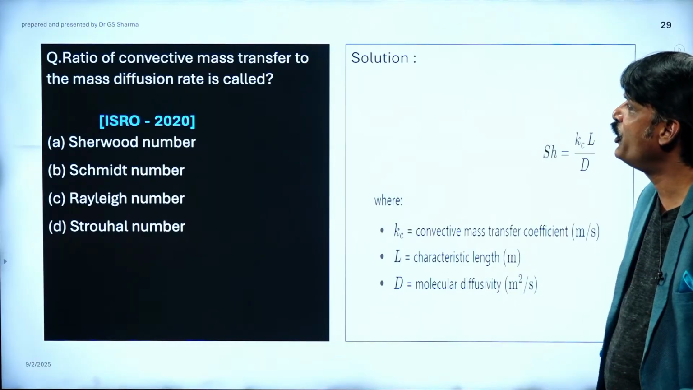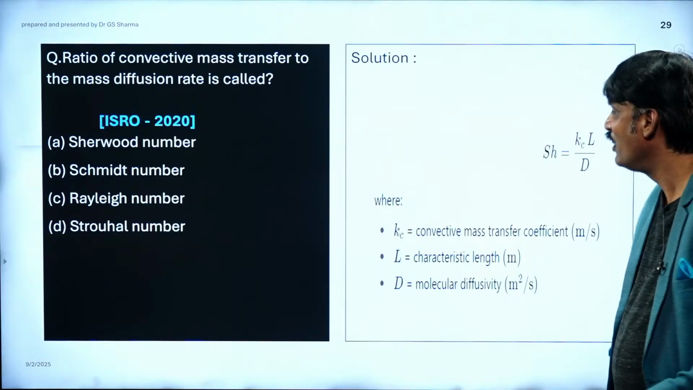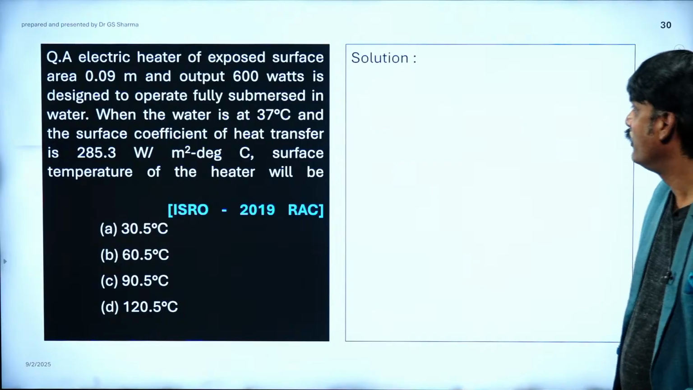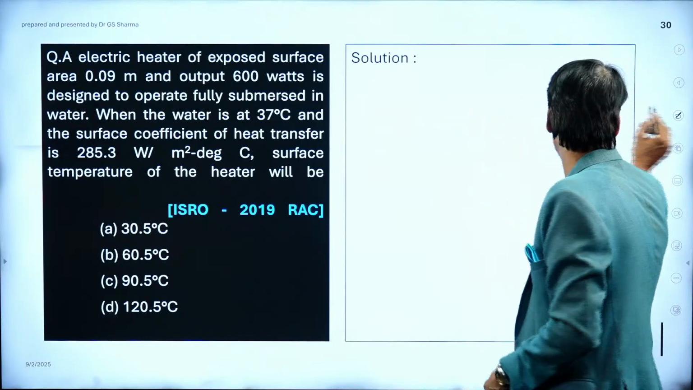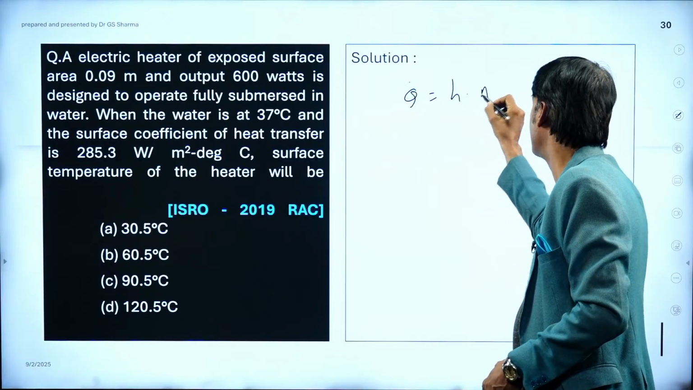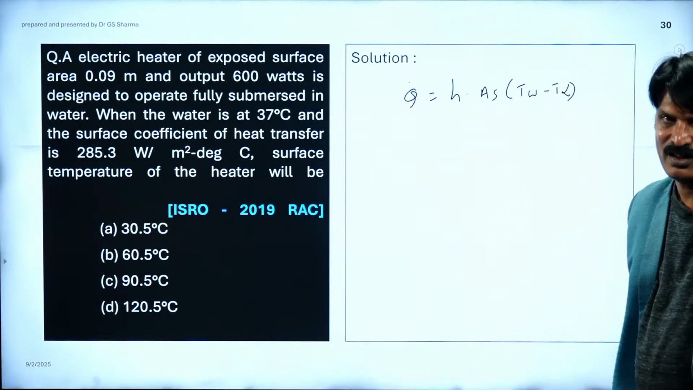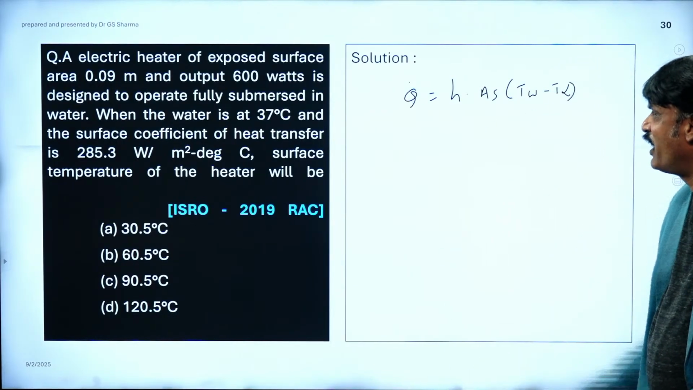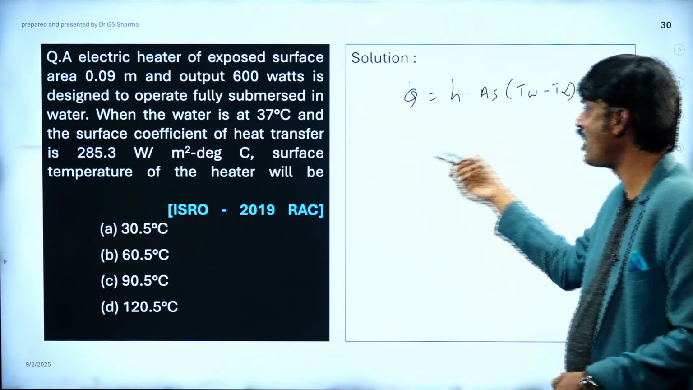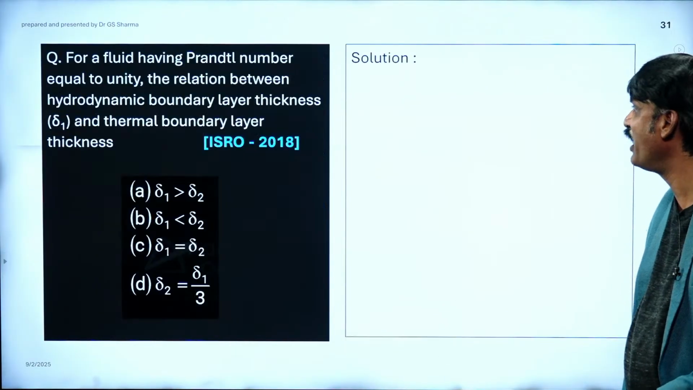The ratio of convective mass transfer to mass diffusion rate is called Sherwood number. This is from mass transfer. This problem is to be solved with a simple concept of Q dot is equal to H into AS into TW minus T infinity. Straight question. Because Q dot is given, surface area is given, H is given, he is asking you the wall temperature of the heater. Answer comes out to be around 60.5.